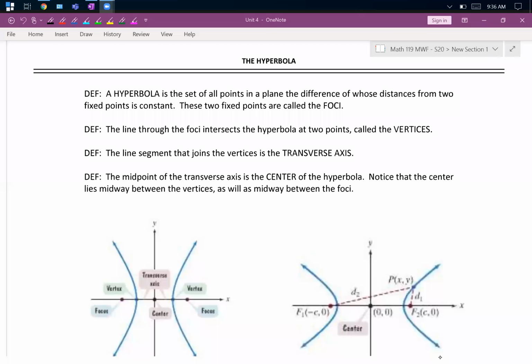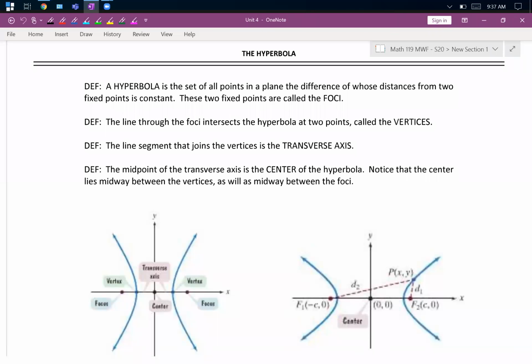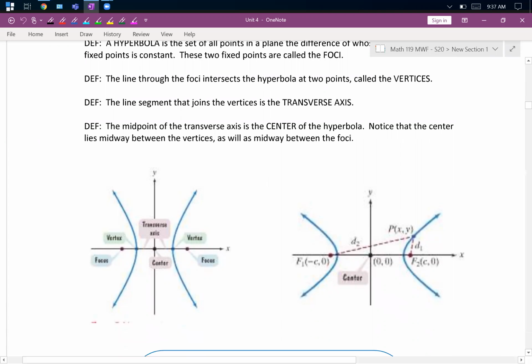So our next conic section is a hyperbola. A hyperbola is the set of all points in a plane, the difference of whose distances from two fixed points is constant. These two fixed points are called the foci. The line through the foci intersects the hyperbola at 2 points called the vertices. The line segment that joins the vertices is the transverse axis. And the midpoint of the transverse axis is the center of the hyperbola.